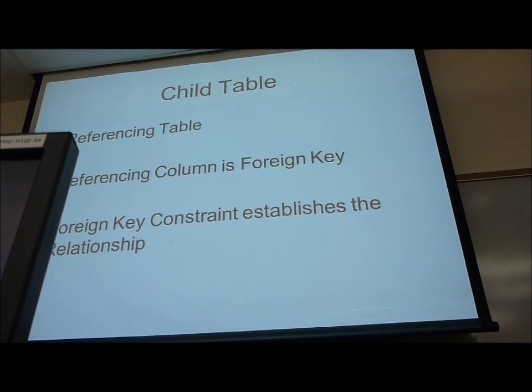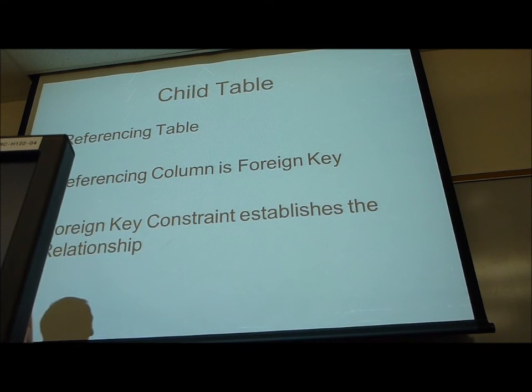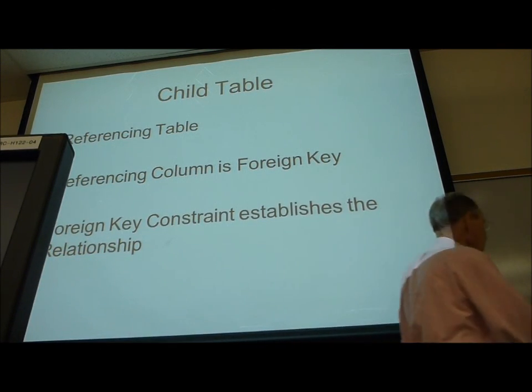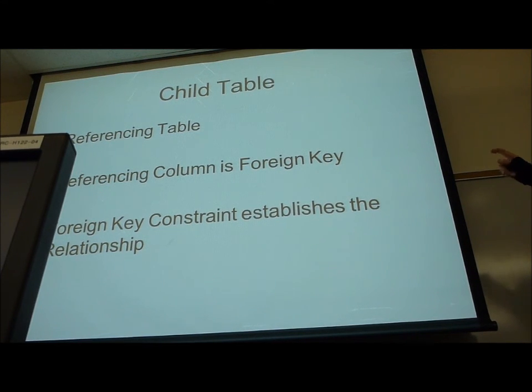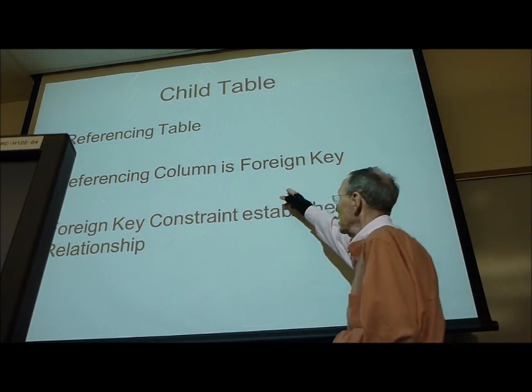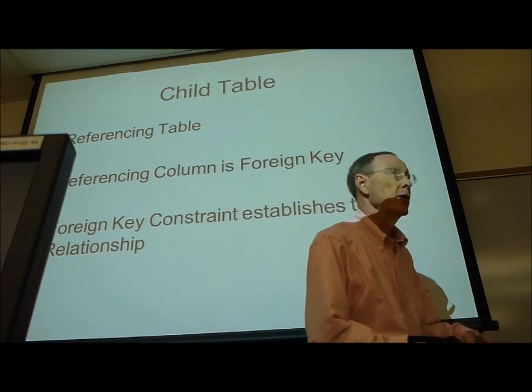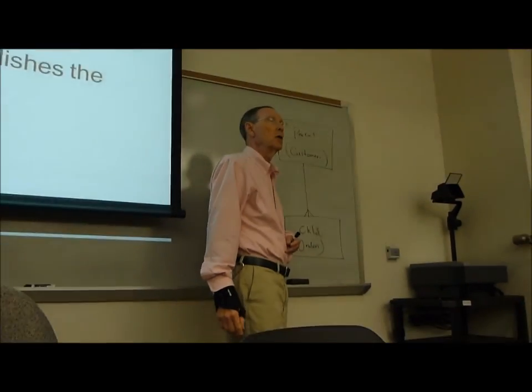The child table. What are its characters? That's this one down here, corresponding to orders. It's always the referencing table. In other words, the one that's referring back to something. Who do I belong to? Who do I depend on? And that referencing column in there, so that I know who I should be looking at up here or referring to, is the foreign key.